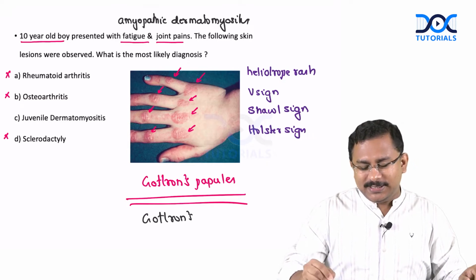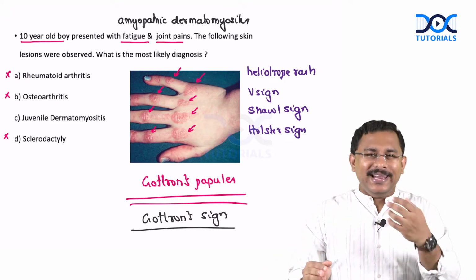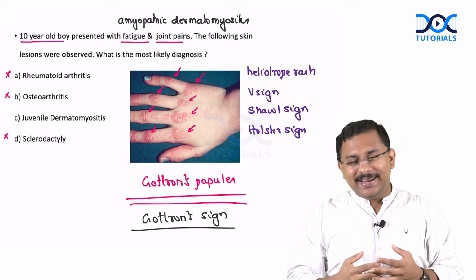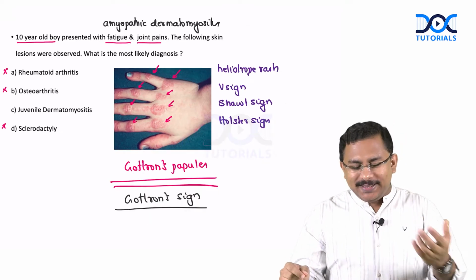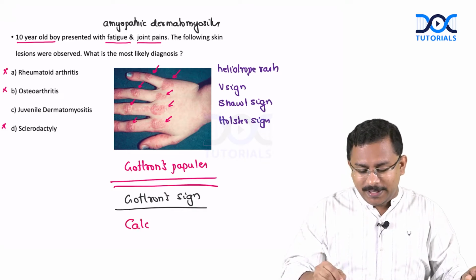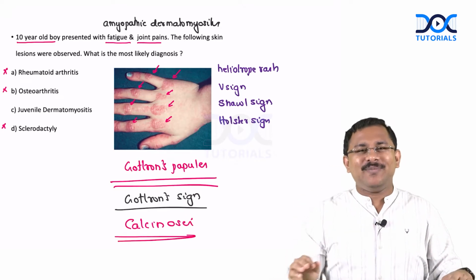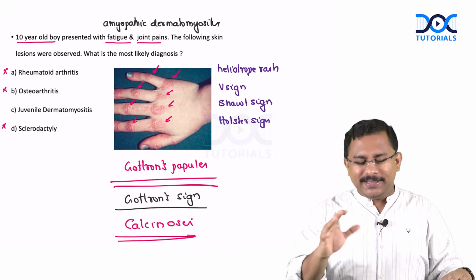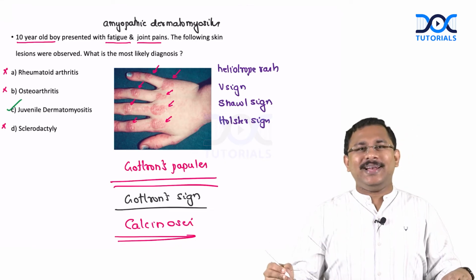Okay, so what is this Gottron's sign? How is it different from Gottron's papule? Gottron's sign refers to the violaceous papules and plaques that you see on the elbows and knees. That is the Gottron's sign. So what is the other cutaneous involvement? Sometimes you can have calcinosis and cutaneous ulceration. Okay, so this calcinosis and cutaneous ulceration, remember, is more common in juvenile dermatomyositis than adult dermatomyositis. So with a 10-year-old boy with fatigue, joint pain, some non-specific symptoms, but the characteristic Gottron's papule, the answer is going to be juvenile dermatomyositis.